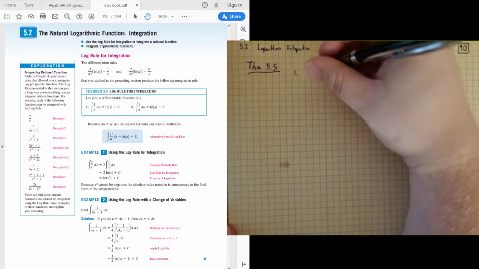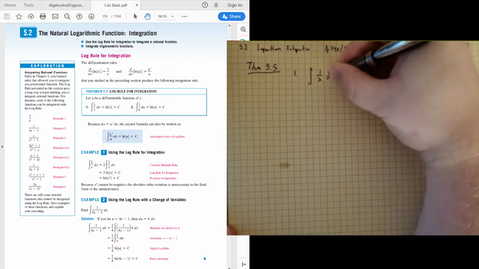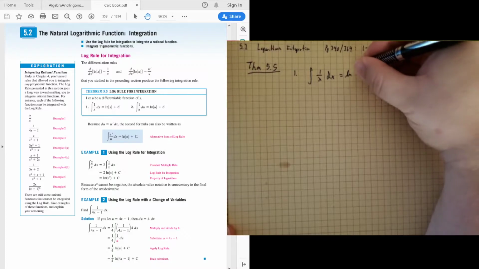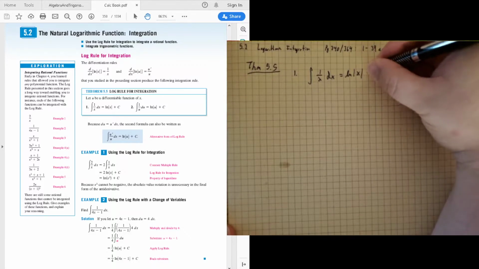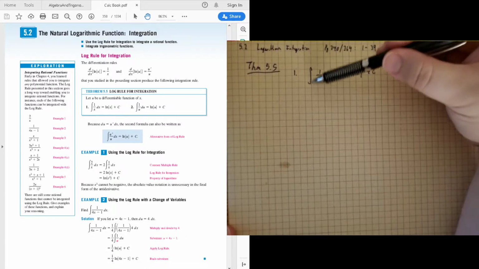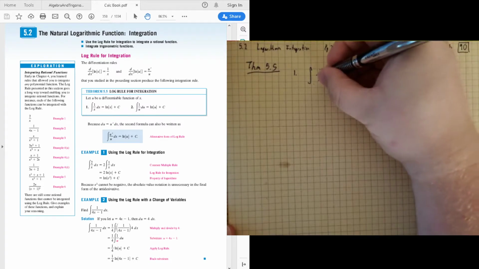Part 1, you have the integral of 1 over x dx equals the natural log of the absolute value of x plus c. So for this one, we're dealing with an indefinite integral. Notice we have no boundaries. So not doing an area problem just yet. We're just talking about how to take those basic integrations.